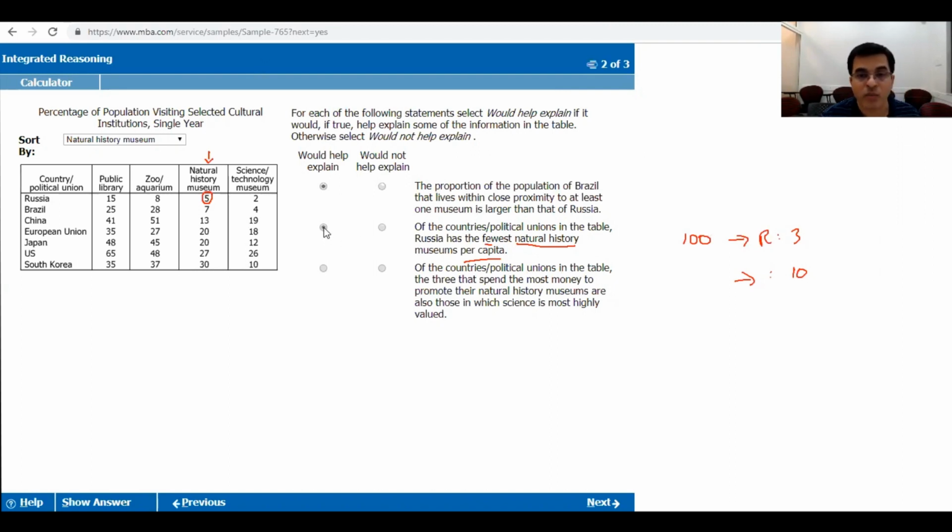So if this statement is given to us, it does explain why the data for Russia is the way it is, why it is at the bottom of the list in terms of percentage of people visiting natural history museum. Because for every 100 Russians, there is only 1 museum or 2 museums, versus other countries there may be 7 museums, 12 museums, 15 museums to visit. So that is one of the factors that could influence how many people for every 100 go to such places. Now we come to the third statement.